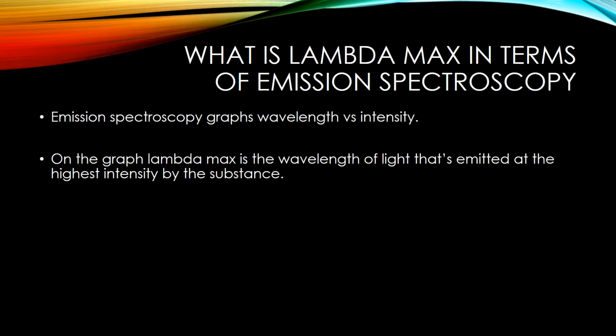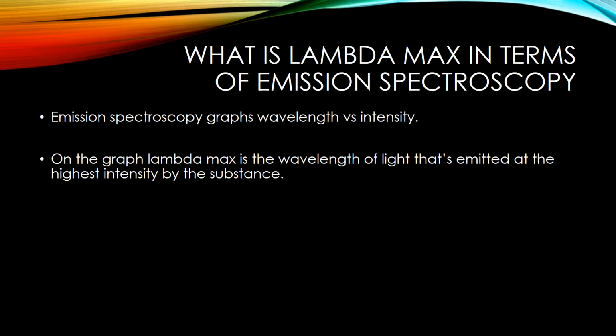Lambda max is the wavelength at which the electron emits at the highest intensity when returning to the ground state of a previously excited atom. On an emission graph, it's set up as wavelength versus intensity, where intensity is the number of photons emitted at a certain wavelength relative to the total number of photons emitted.